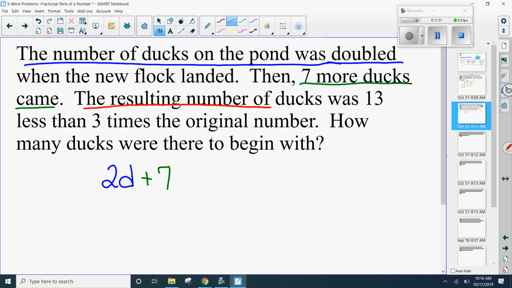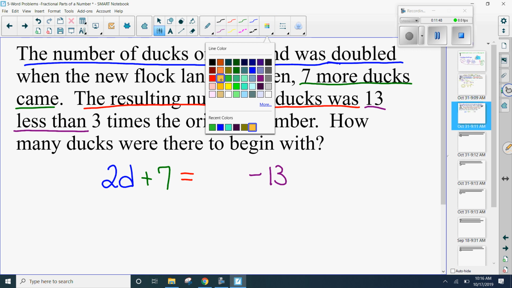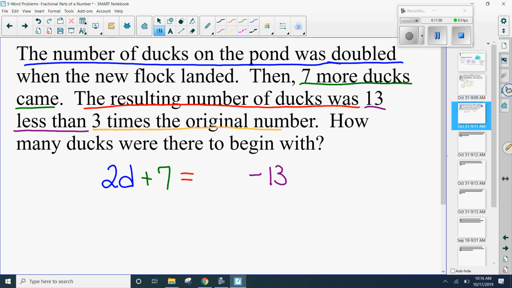The resulting number of ducks was, what's that mean? Equals 13 less than, save a space and put minus 13. 13 less than 3 times the original number, which is D for ducks. 3x. I just put a D for ducks. All right, how do we solve?